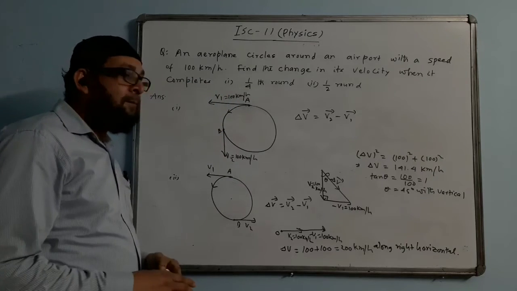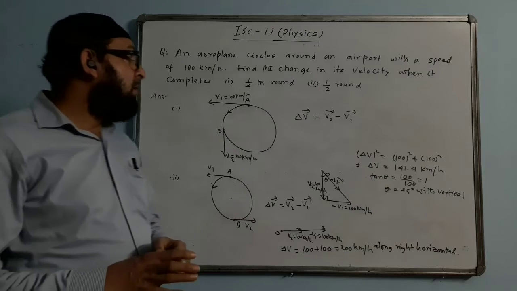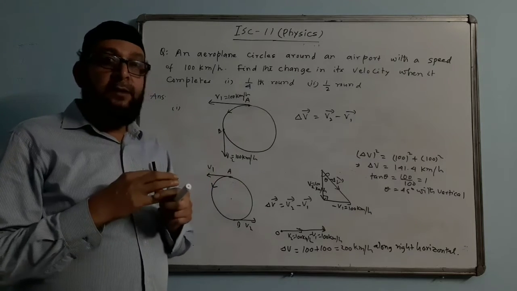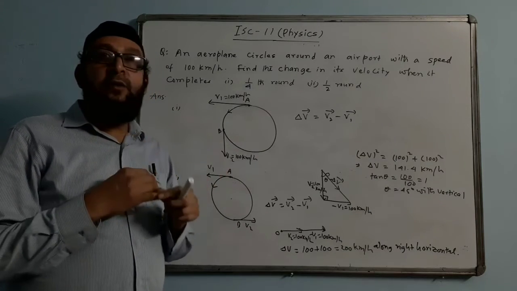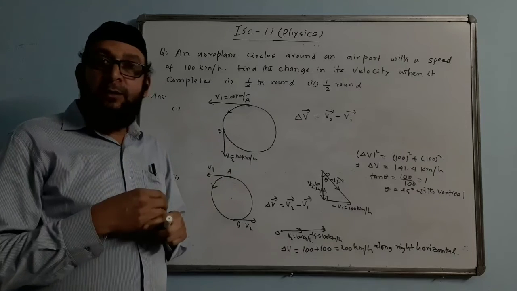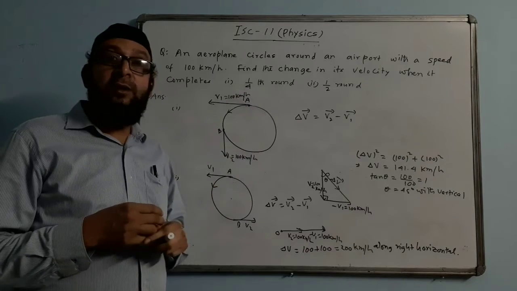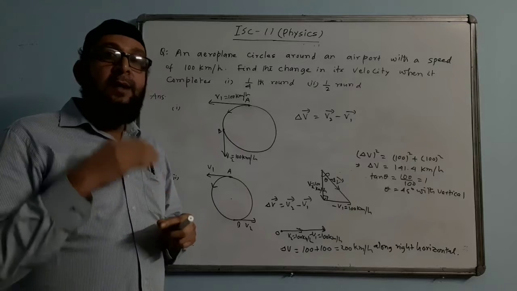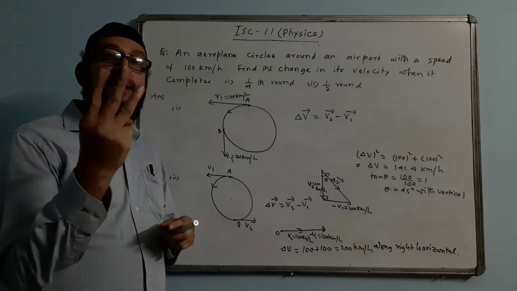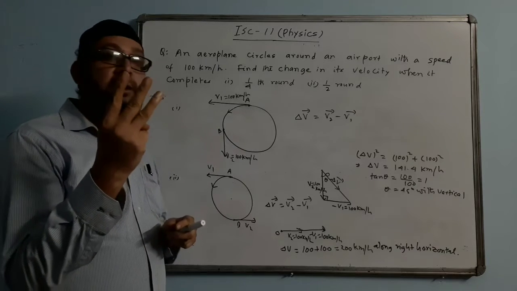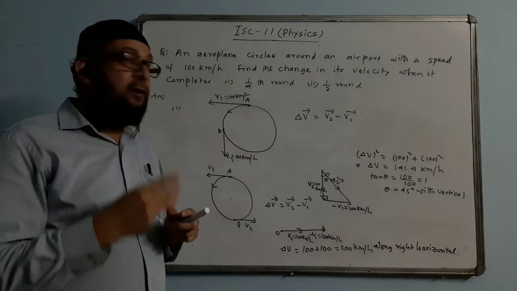Now another question. Difference between scalars and vectors. Scalars are those quantities which have only magnitude but no direction, and vectors are those quantities which have magnitude as well as direction.